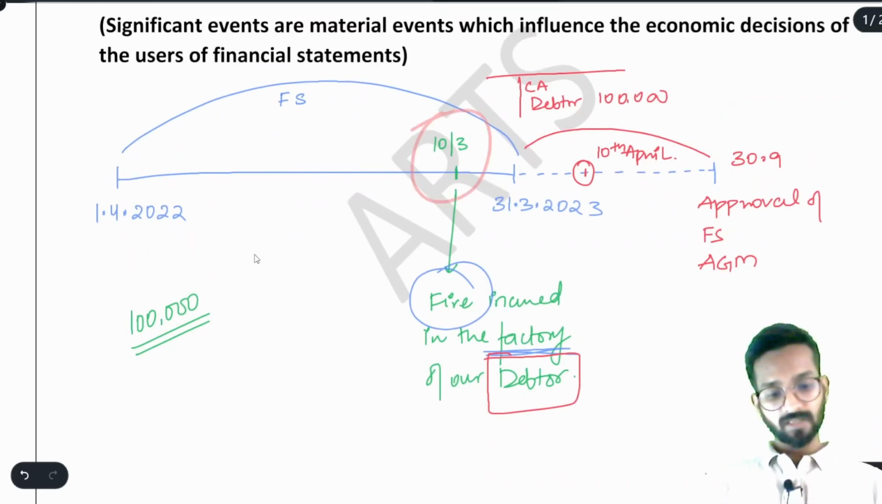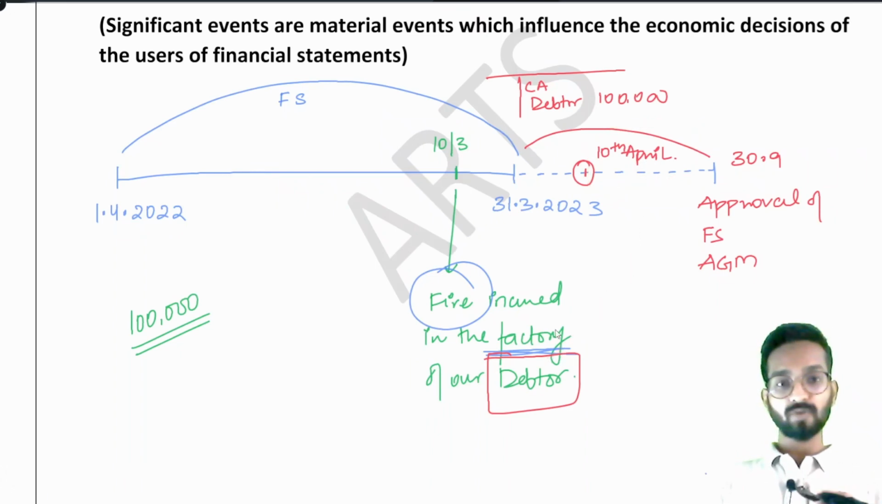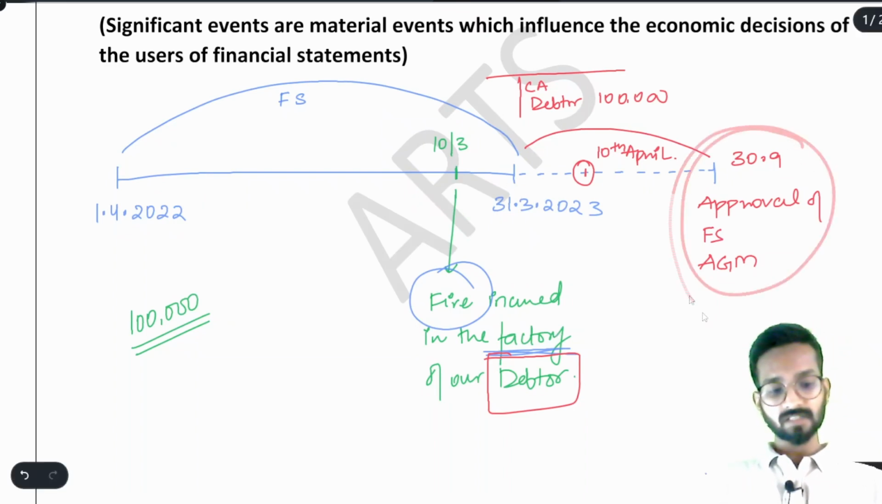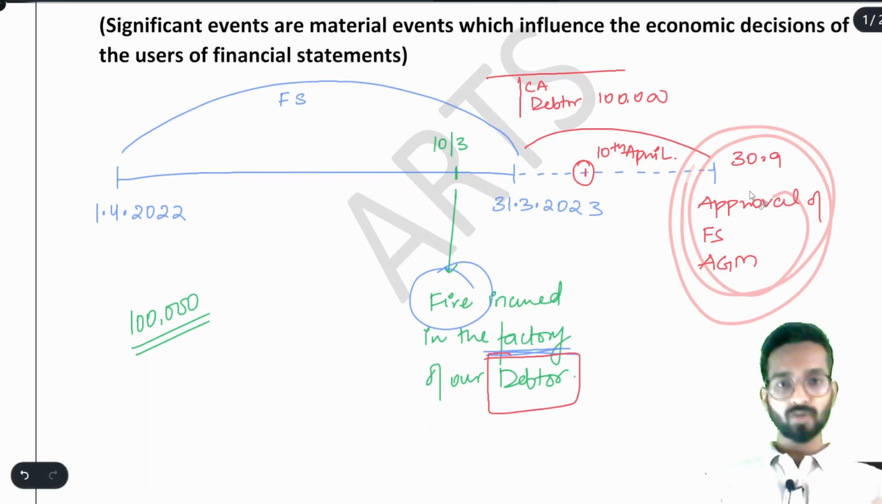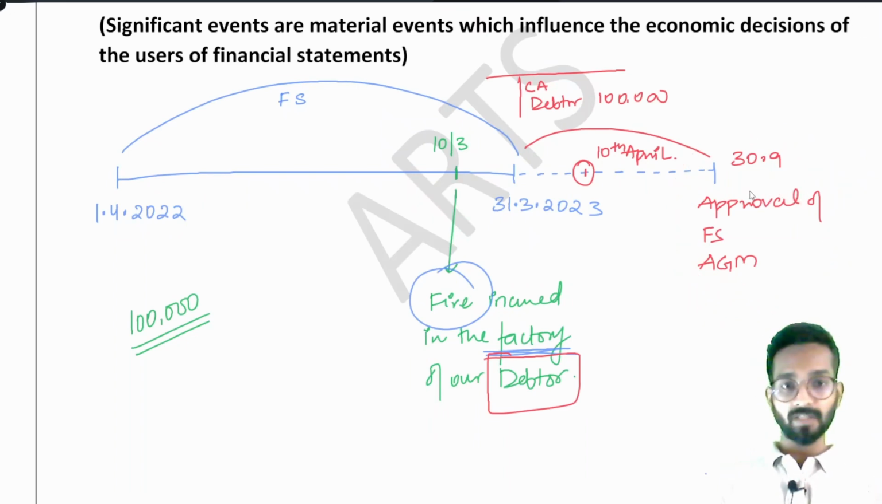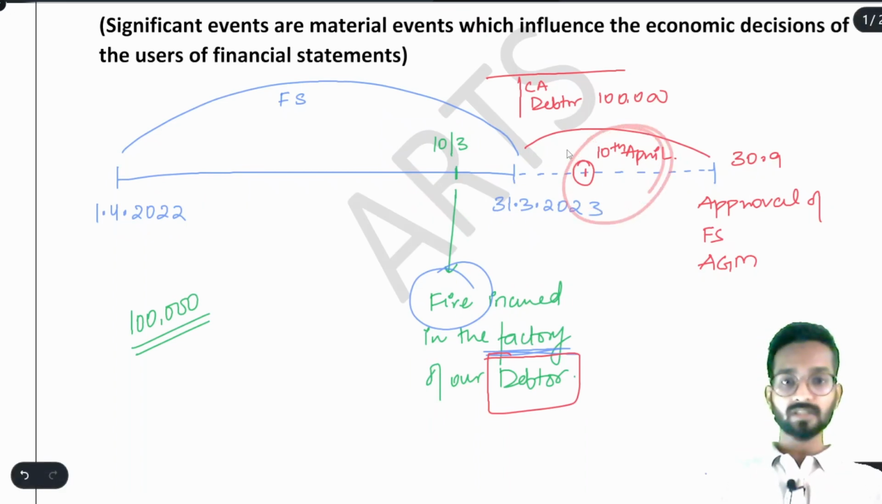10th March, fire incurred. 31st March was the date of balance sheet. Balance sheet has been prepared. On 10th April, the debtor confirmed that I will not give you a single penny. Now, what are the board of directors, the management of the company, thinking? They are thinking, we have to present our financial statements on 30th September to the shareholders, to the owners of the company. How should we tell them this? That one of our debtors has already told us he will not give us money.